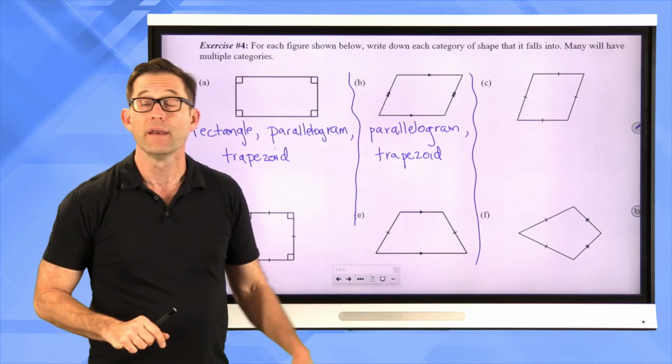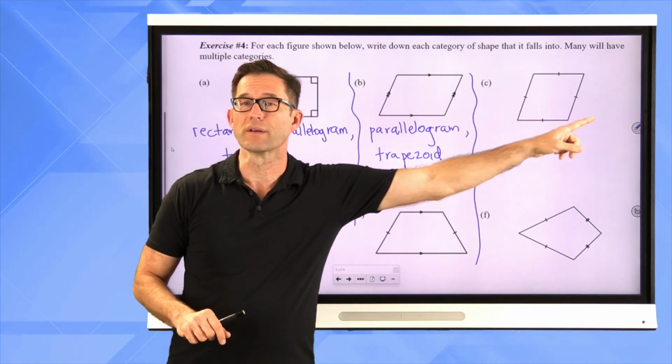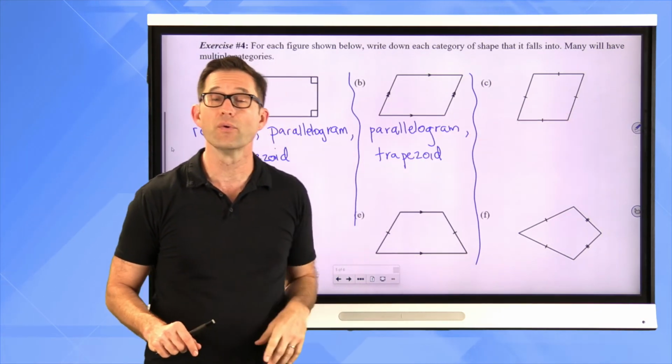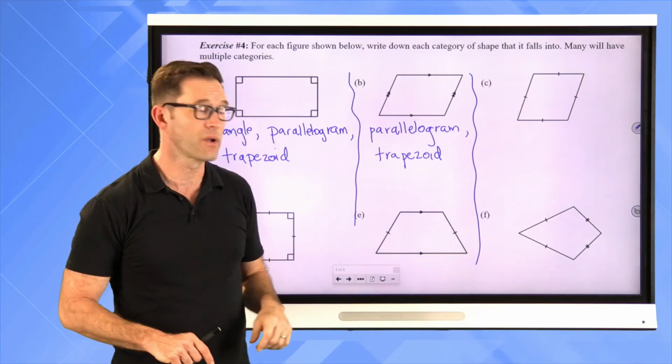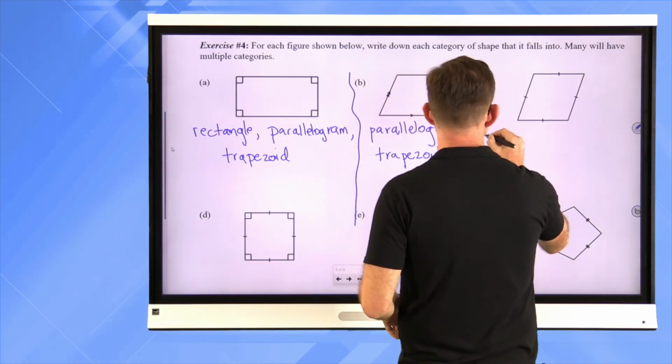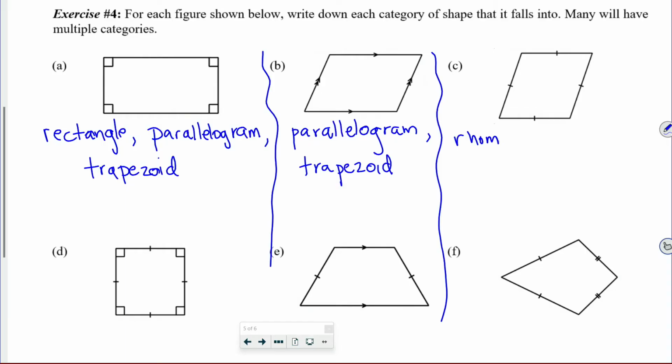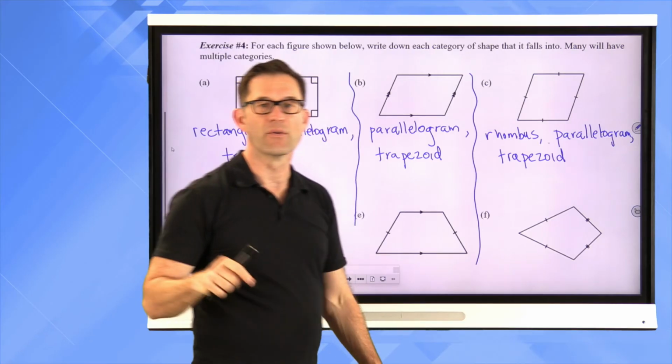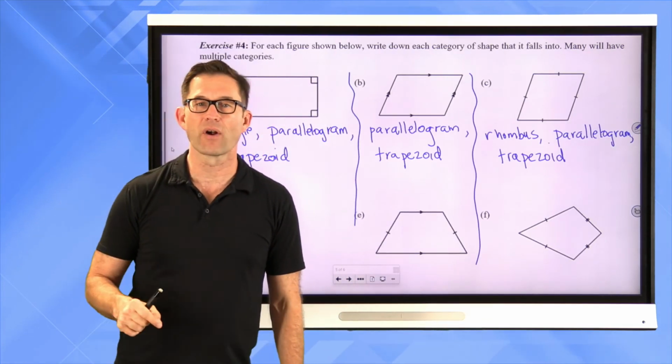Okay? Now, letter C, based on the markings, it's got 4 congruent sides. Because it's got 4 congruent sides, this is what is known as a rhombus. But as soon as something is a rhombus, it's also a parallelogram. And as soon as something is a parallelogram, it's also a trapezoid. So that thing is a rhombus, a parallelogram, and a trapezoid.